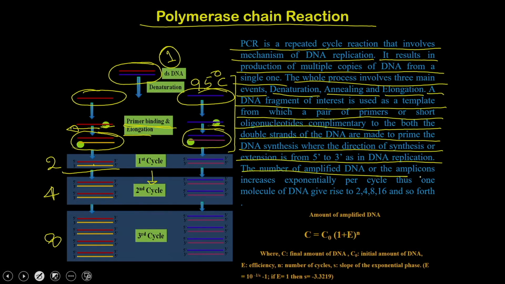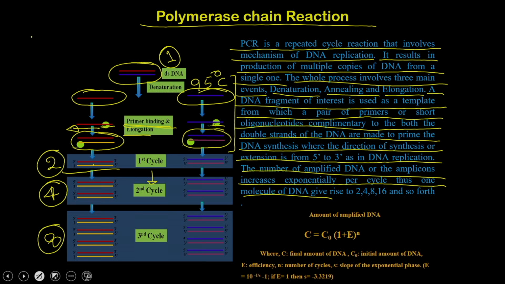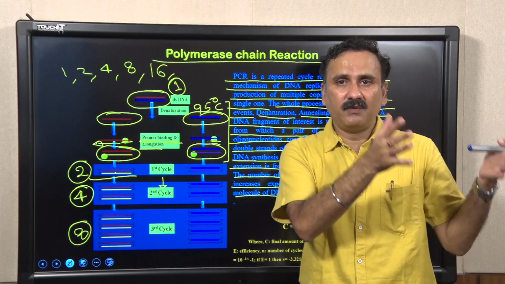The number of amplified DNA, or the amplicon, increases exponentially per cycle. For example, if you start with 1 DNA molecule, after the first cycle it is going to be 2 DNA, after the second cycle it is going to be 4, after the third cycle it is going to be 8. If you continue like this, it is doubling after every cycle, and that is how it gives you very high amplification even from one molecule.